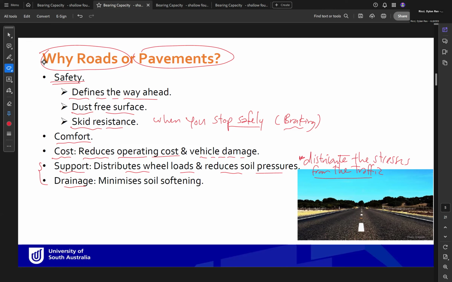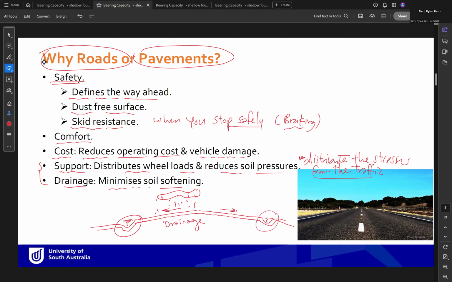And also drainage minimizes soil softening. For example, if we have a road, as you see here, it has some inclination so that when the rain comes, the water goes to the shoulders, and sometimes we have channels to collect the water. So when the rain comes onto the road, this water will go to the channel for drainage, and this will minimize the soil softening and keep the soil strong. So this is also one of the advantages of the pavement.